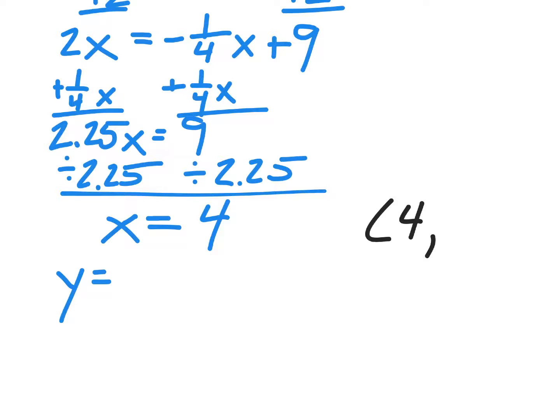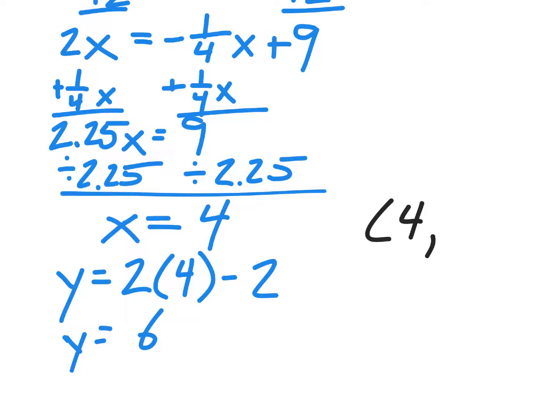Now, it doesn't matter which one you plug it into, pick whichever one seems easiest. Of those original equations, the 2x minus 2 looks like it's the easiest one to work with, so there's 2x, I'm plugging the 4 in for x, minus 2. And so then we go y equals 2 times 4 is 8. 8 minus 2 is 6. And so that's how we then get the solution of (4, 6).